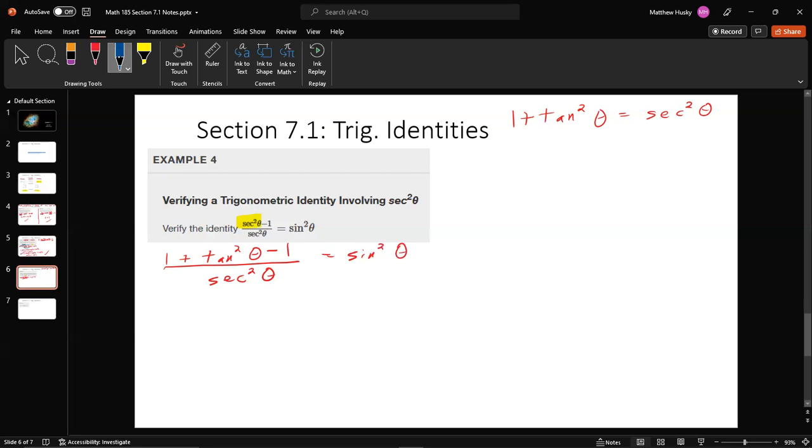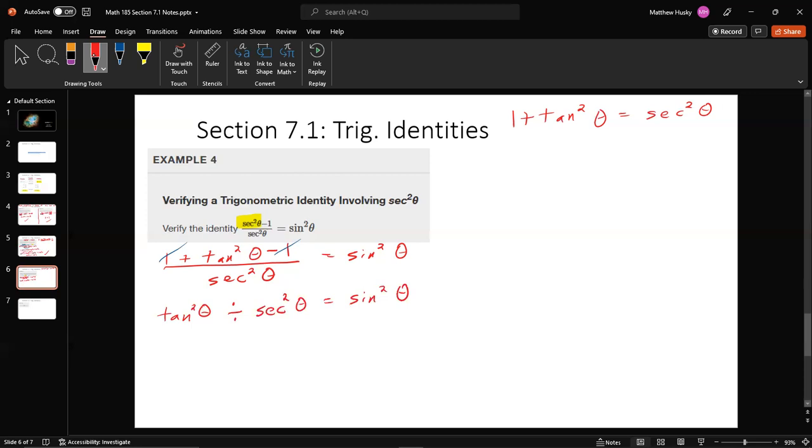So fun fact, here is a 1 minus 1, which is going to make those cancel out. And then I'm actually going to write this a little bit differently. I'm going to call this tangent squared theta divided by secant squared theta. So instead of writing it as a fraction, what I'm going to do is write it like it's a division problem.